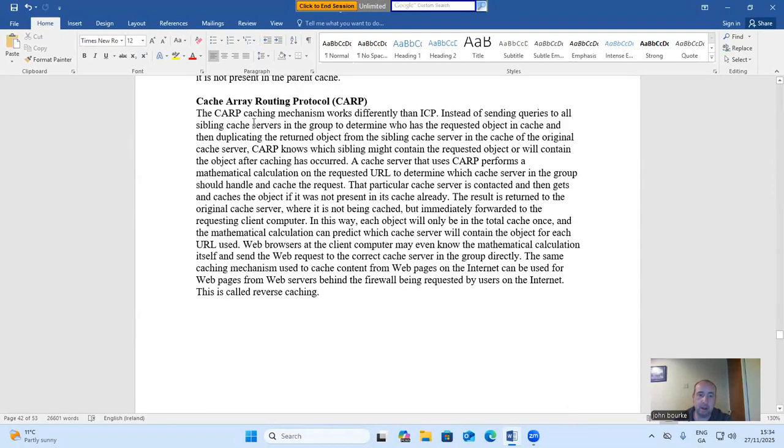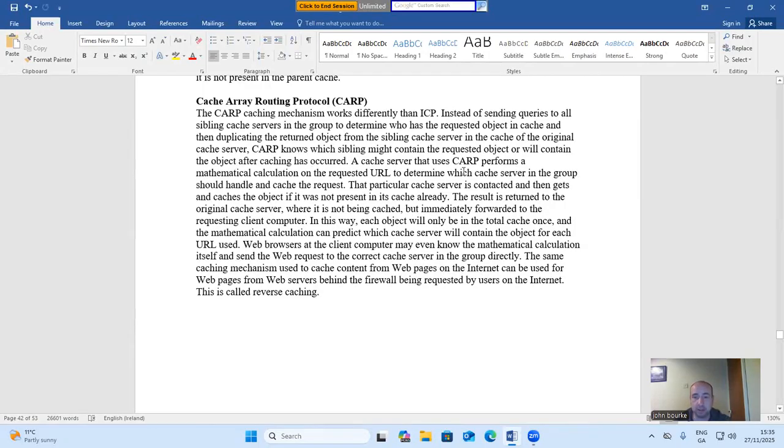The CARP, or Caching Array Routing Protocol. The CARP caching mechanism works differently than ICP. Instead of sending queries to all sibling cache servers in the group to determine who has the requested object in cache and then duplicating the returned object in the cache of the original cache server, CARP knows which sibling might contain the requested object, or will contain the object after caching has occurred.